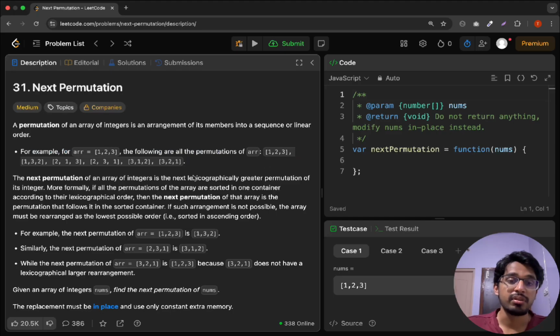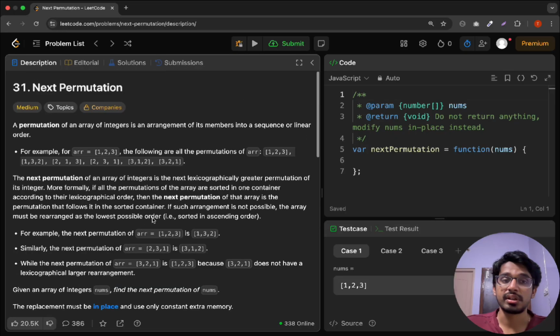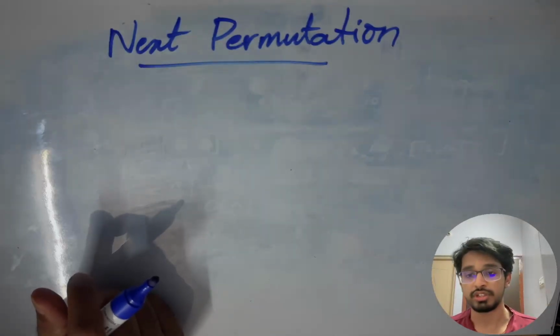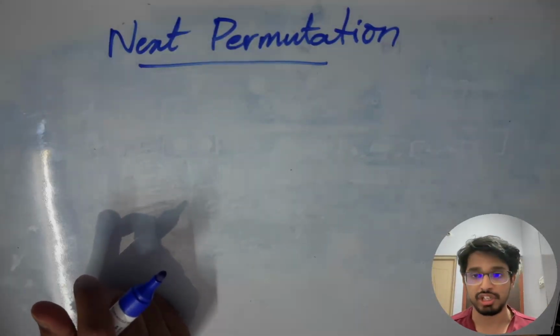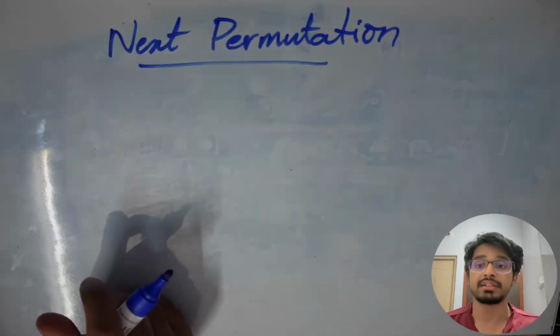Whenever they give a number like this, we just need to calculate the next value: 1 2 3 gives 1 3 2. This is the next one. So we just need to calculate that, and the same goes for the others as well. So let us understand how we can solve this. In order to calculate the next permutation, we need to understand what exactly the next permutation is which they have asked. In the question they have given an array of length 3.